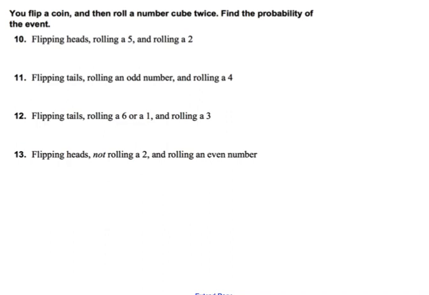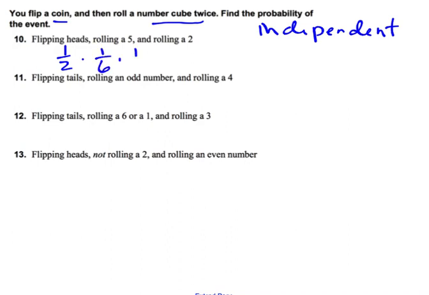Okay, just a few more examples. You flip a coin and then roll a number cube twice. What's the probability of each event? Okay, flipping a coin and rolling a number cube, these are independent, so we don't have to worry about changing the probabilities here. Flipping heads is a 1 in 2. Rolling a 5 is a 1 in 6. And rolling a 2 is a 1 in 6. This is a 1 in 72 probability.